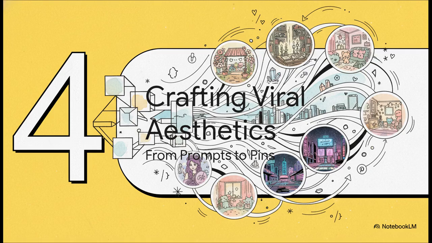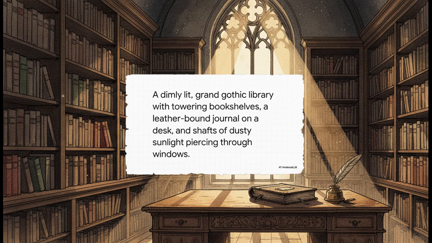This is the fun part. Let's start with a big one, dark academia. So imagine we're writing this prompt. We're describing a grand Gothic library, we're setting the scene with ancient texts and a leather journal, and we're even controlling the light with shafts of dusty sunlight. See how we're building a whole atmosphere just with our words?